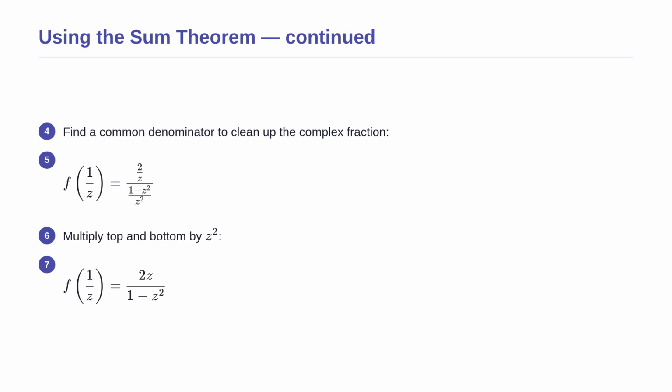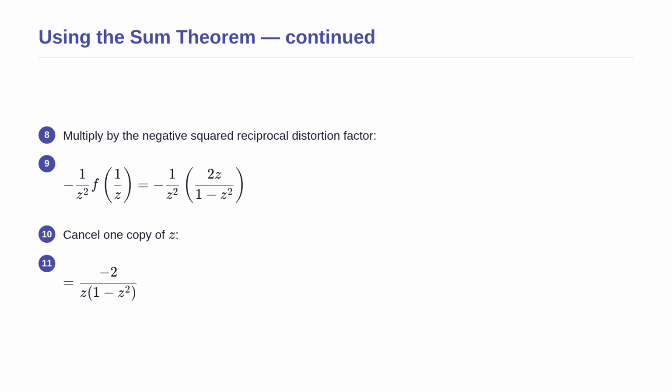Now we are ready to apply the distortion factor. We now multiply our clean function by the negative squared reciprocal. This step is mandatory every single time we calculate a residue at infinity. We multiply the terms together and cancel out any common variables shared by the numerator and the denominator. After cancelling one copy of the variable z, we are left with this final expression, negative 2 over z times 1 minus z squared. We are now ready to find the residue of this expression at the origin.